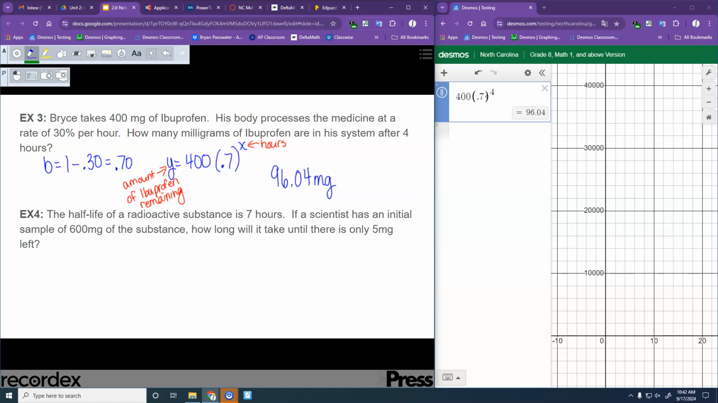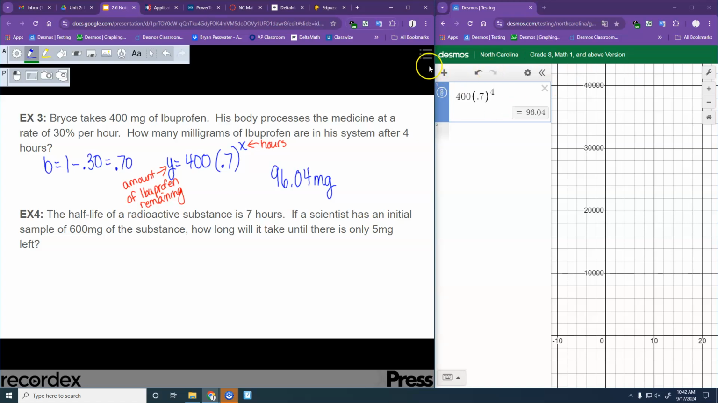Question, Eddie? So his body processes the medicine at 30% an hour. Mm-hmm. So every hour he would get 30% of those 400 milligrams. Right? Yeah, 30% is being used up, so 70% would remain. I think ibuprofen is mostly your liver that's processing it. So your liver is filtering out 30%, but you still have 70% in your bloodstream.